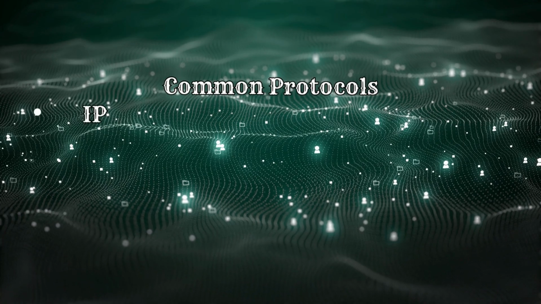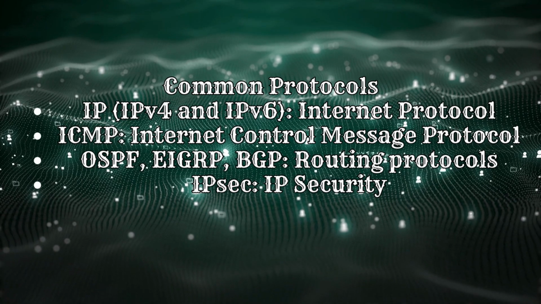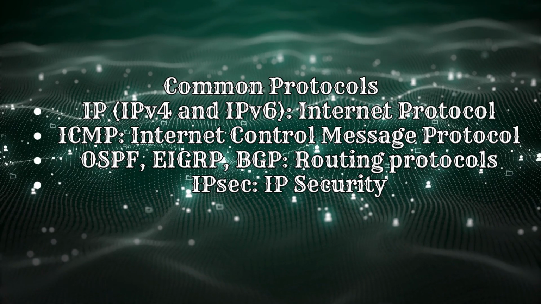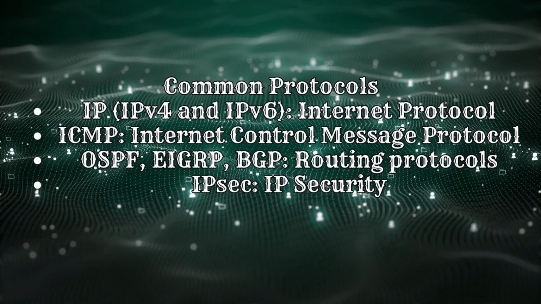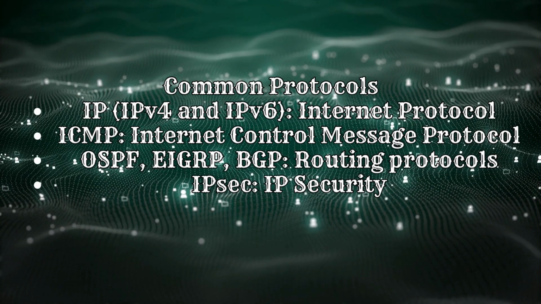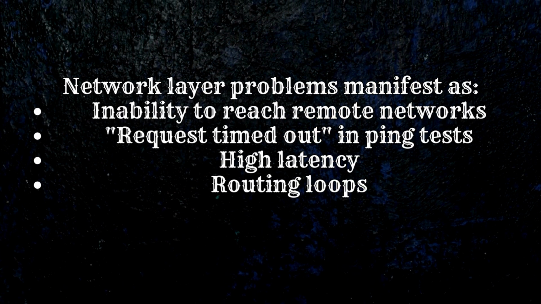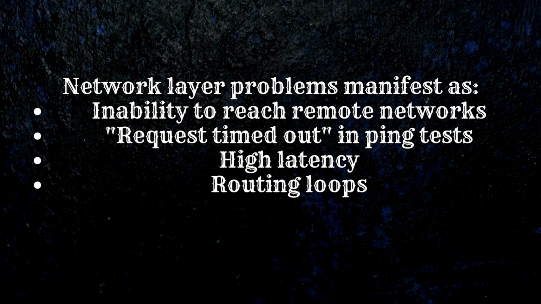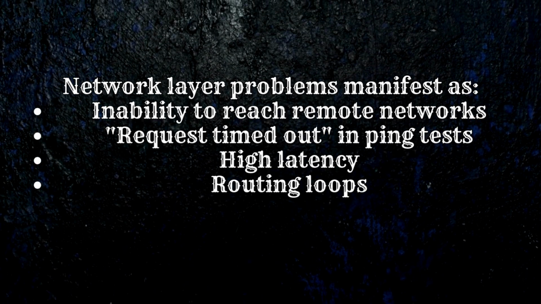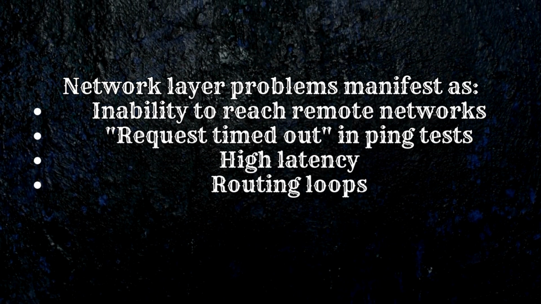Some common protocols are IPv4 and IPv6, ICMP, Internet Control Message Protocol, OSPF, EIGRP, BGP, which are routing protocols, and IPsec, IP security. Network layer problems manifest as inability to reach remote networks, request timeout in ping tests, high latency, and routing loops. Tools like Traceroute specifically help diagnose Layer 3 issues by showing the path packets take through different networks.